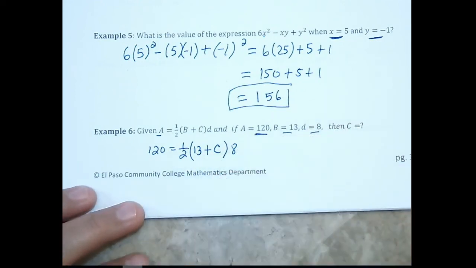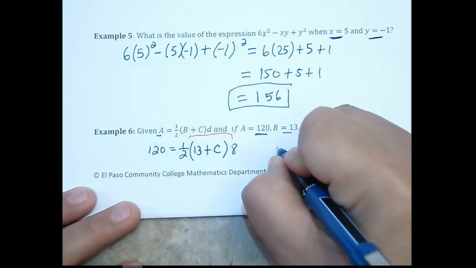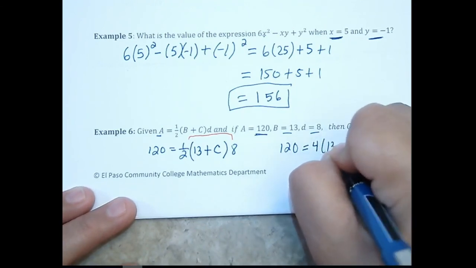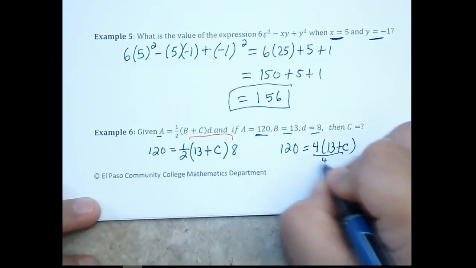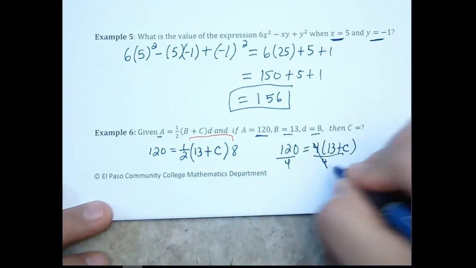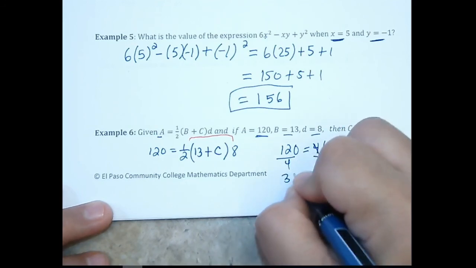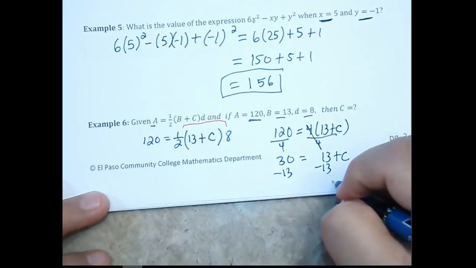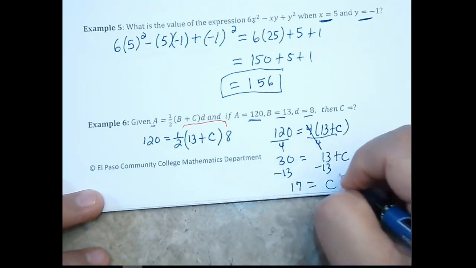Okay, so first I'm going to multiply 1/2 times 8. So that's going to give me 120. 8 times 1/2 is 4. And then what I can do is I can divide by 4 on both sides. And so my 4s will become a 1. And 120 divided by 4 is 30. I'm going to subtract 13 on both sides. So C is equal to 30 minus 13 is 17.